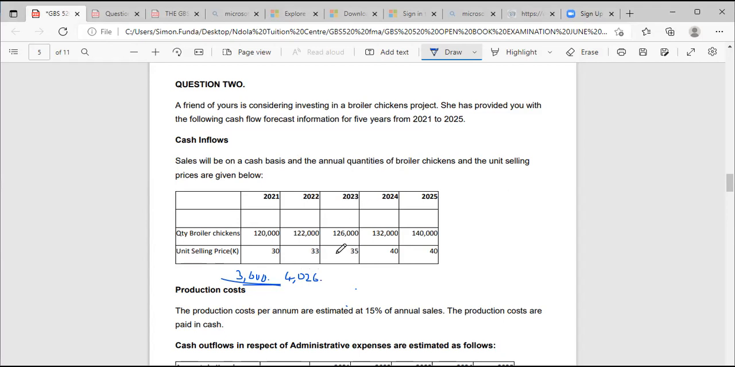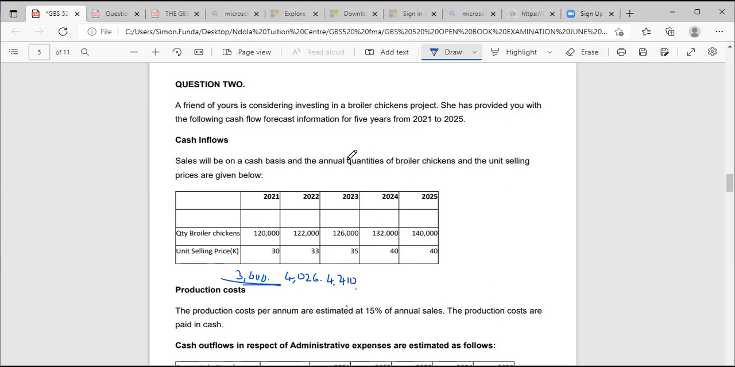Next, in 2023, we multiply 126 by 35. 126 times 35 gives 4,410,000. So we write 4 million, comma, 410.